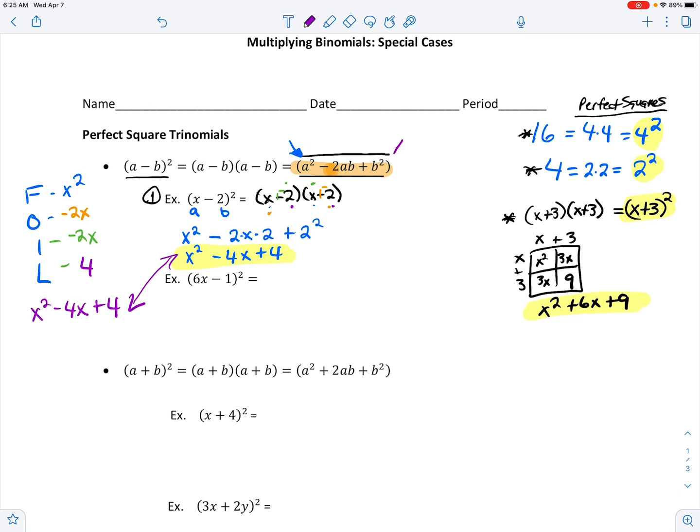But the key thing with perfect square trinomials is you can use this formula. I don't know if you prefer it. I don't know if you understand it. But what I want you to do is take a minute and try example 2. And we're going to go over this one in class. We're going to talk this through.